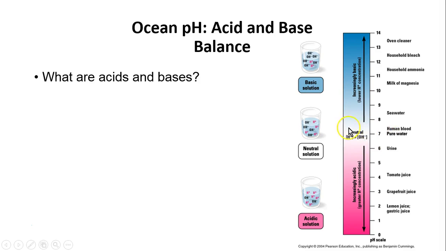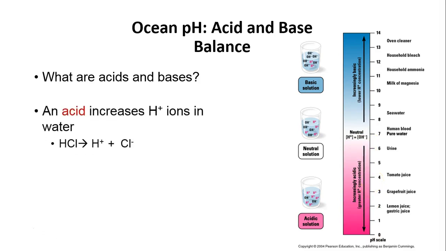So anything that's 7 is said to be pH neutral, and anything that is greater than 7 is said to be basic or alkaline. Anything that is less than 7 is said to be acidic. Things that are basic or alkaline take hydrogen ions out of the water. Things that are acidic add hydrogen ions to the water. Okay, so an acid increases hydrogen ions in water.